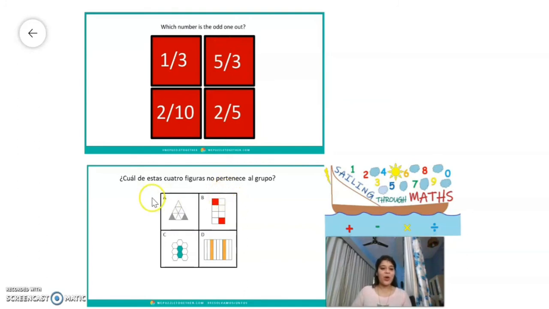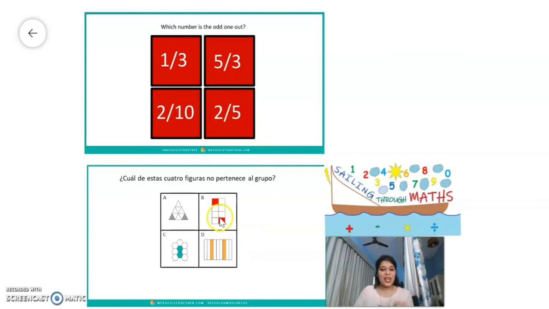The second puzzle is also the same one. This is just written in Spanish, so you can ignore that, while the question was simple: which figure is the odd one out of these four figures? So let's see. If you see figure A, you will see it is divided into 9 equal parts. Figure B is divided into 8 equal parts. Figure C is divided into 9 equal parts. And figure D is divided into 9 equal parts.